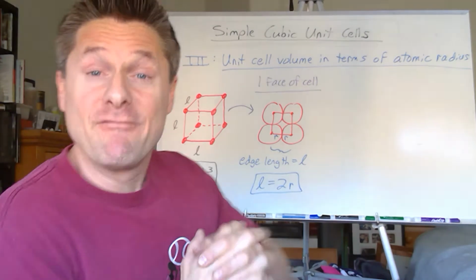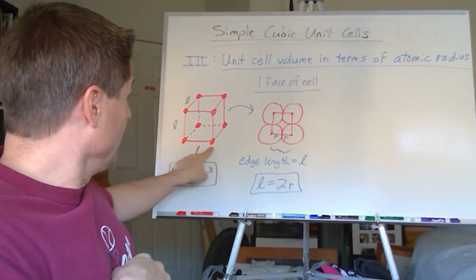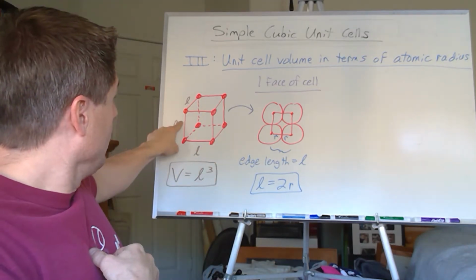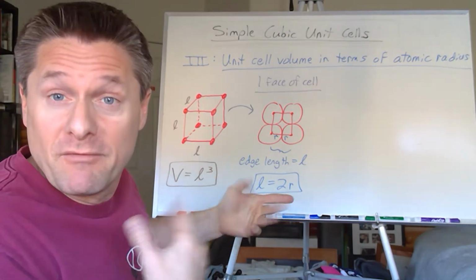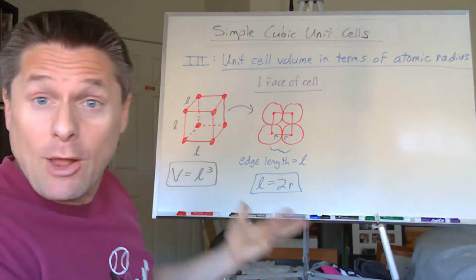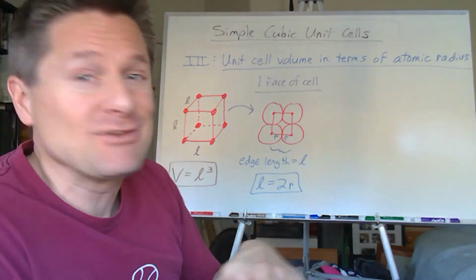Now let's look at the volume. Okay, so here's the simple cubic unit cell. Edge length is L, and it's a cube, right? So L times L times L. Would you agree the volume of a cube is the length times the width times the height? So it's L times L times L, or just L cubed. Yay, we love the cubic ones. Those other 6, not so friendly.